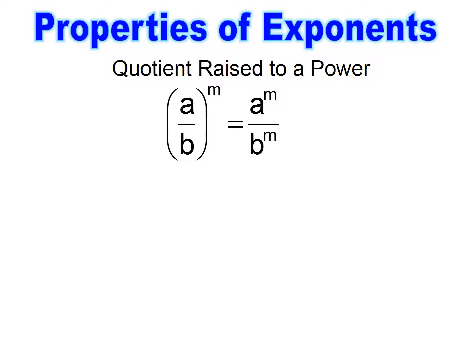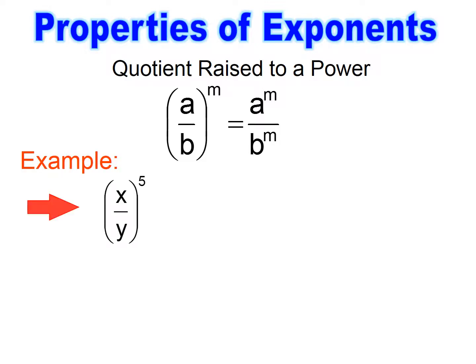Now we're going to work with the quotient raised to a power. This is similar to the power raised to a product. You take the power on the outside and you give it to everything inside. So when you have a quotient raised to a power, to simplify, you take the power and you give it to the x and the y, and you end up having x to the 5th over y to the 5th.